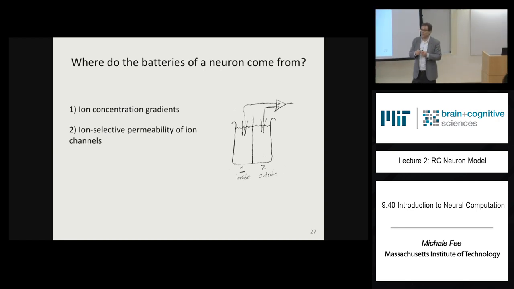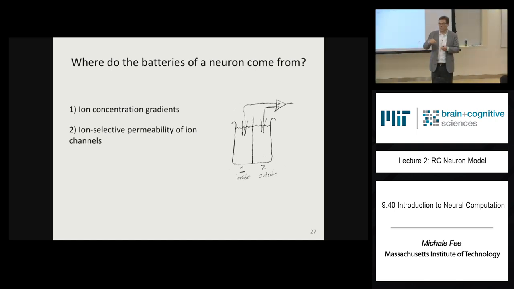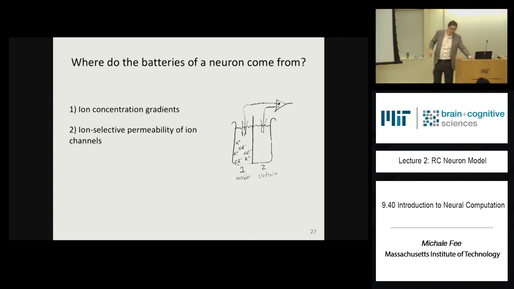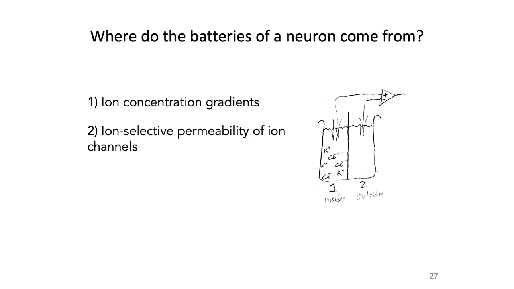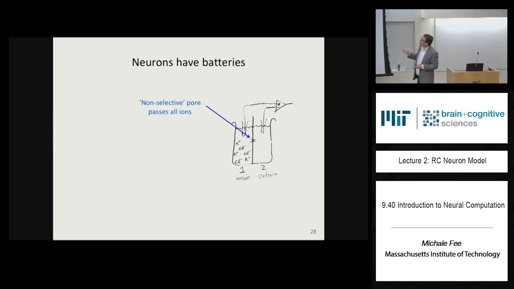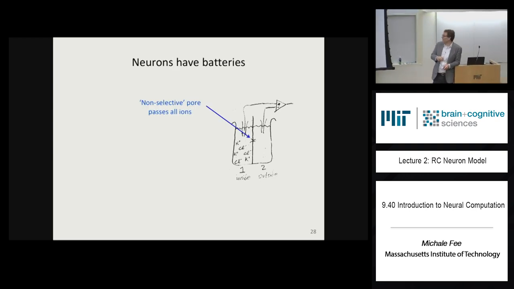We're going to buy some potassium chloride from Sigma. We're going to take a spoonful of it and dump it into this side of the beaker. Stir it up, and now you're going to have lots of potassium ions and chloride ions on this side of the beaker, right? Now we're going to take a needle and poke a hole in that membrane. That becomes a non-selective pore that passes any ion.